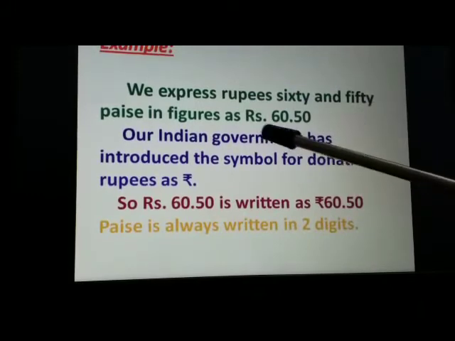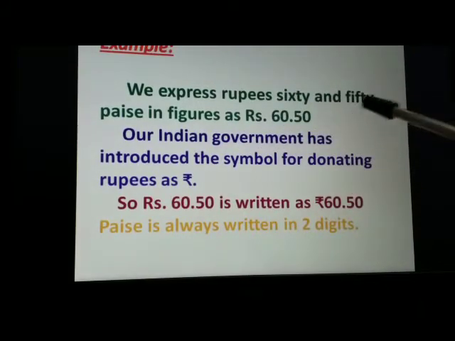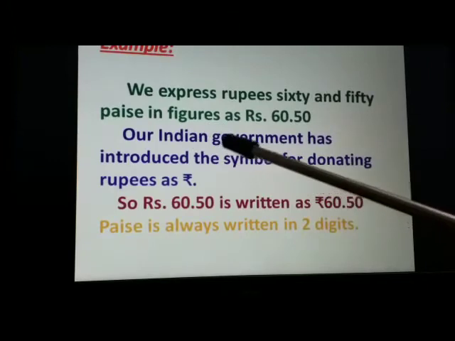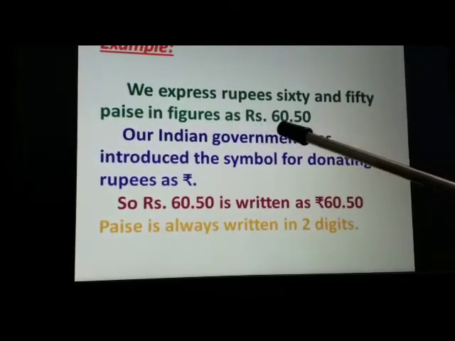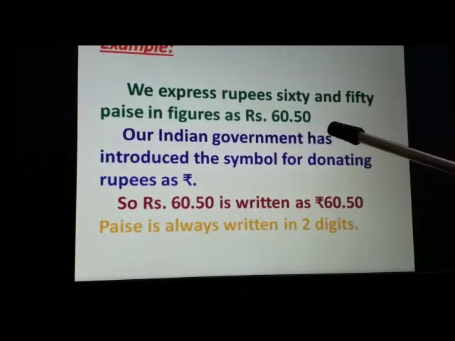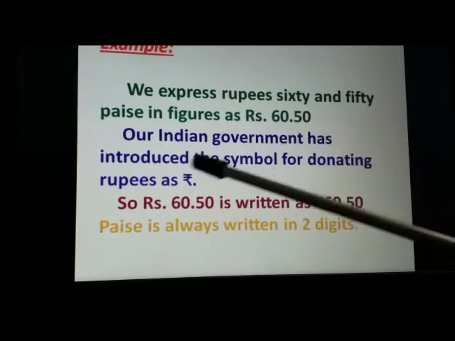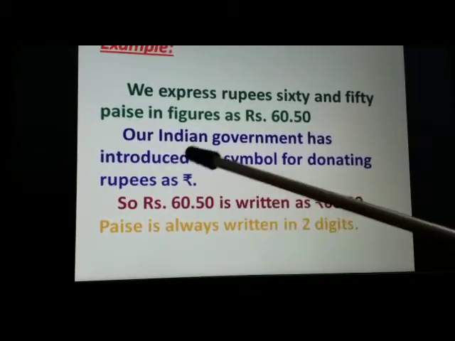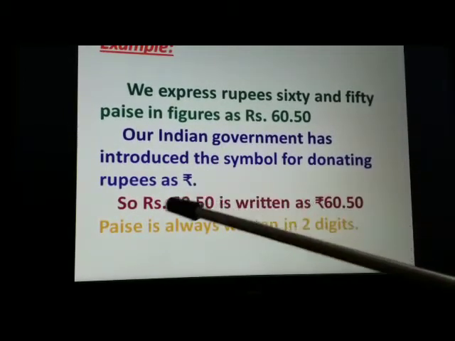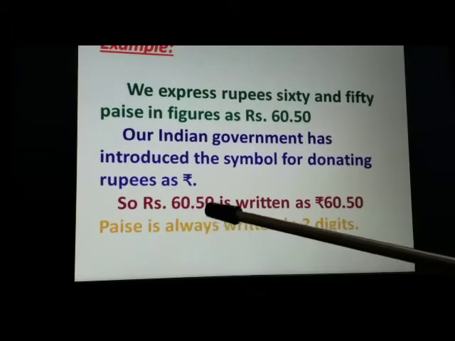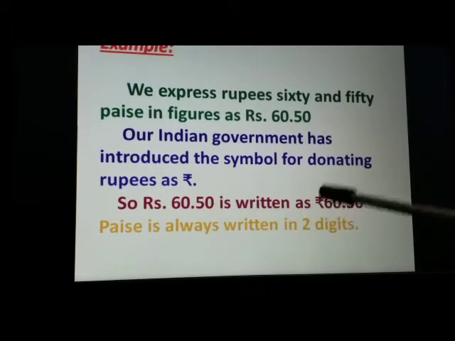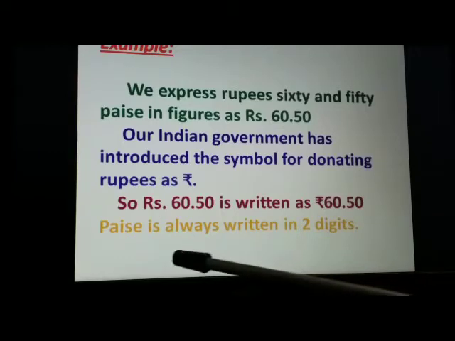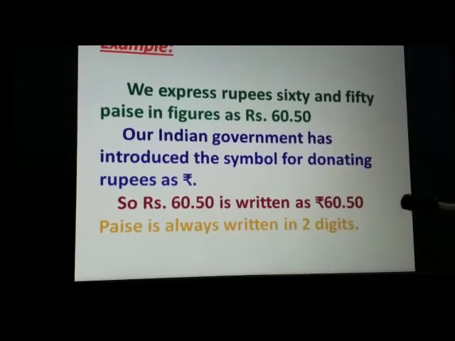For example, we express rupees 60 and 50 pice in figures as Rs 60.50. Our Indian government has introduced the symbol for denoting rupees as this symbol. This is the symbol of rupees. So, Rs 60.50 is written with this symbol as 60 rupees and 50 pice. And remember one thing, that paise is always written in 2 digits.